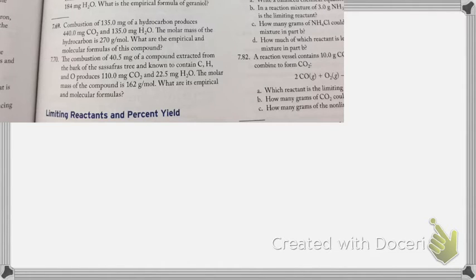So today in class we discussed how to use a combustion analysis to determine the empirical formula of a hydrocarbon. Let's extend this by taking a look at number 69 in this problem set.